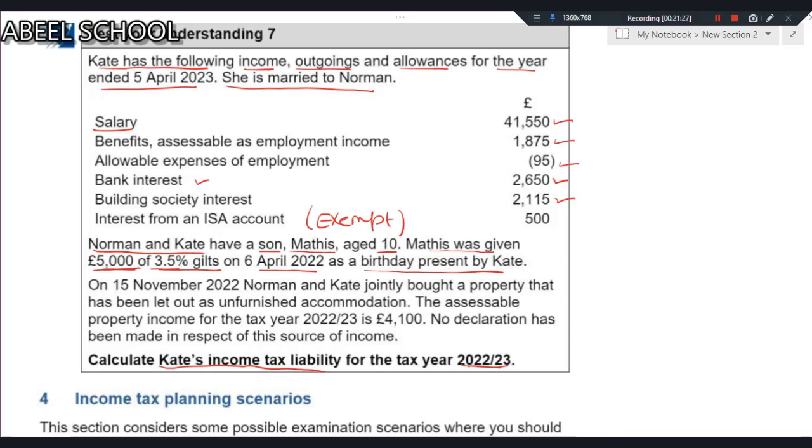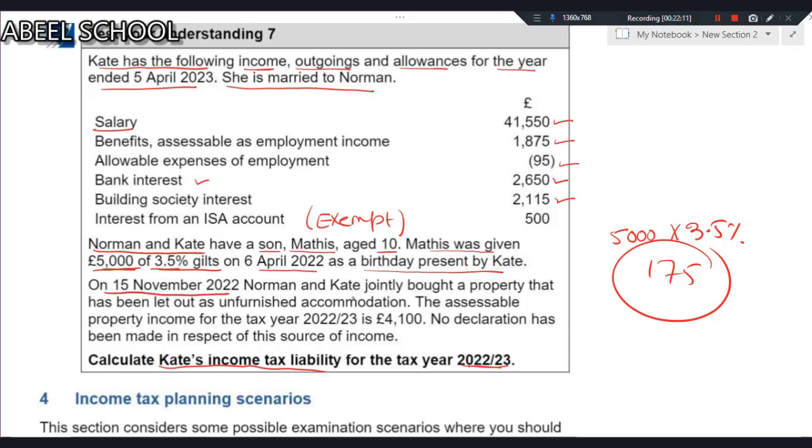Now look at this. 3.5% means these 5,000 gilts of 3.5% generate interest income of 3.5%. If we take 3.5% of this 5,000, we are getting 175. Since this 175 is more than 100 pounds, the entire 175 interest income belongs to Kate, because Kate is the one who has given the gift to her son. So the entire 175 belongs to Kate.